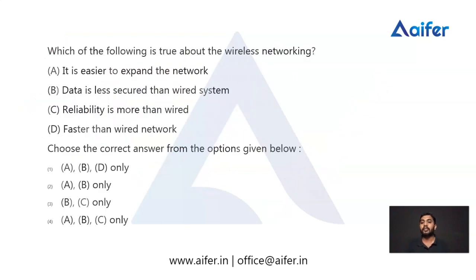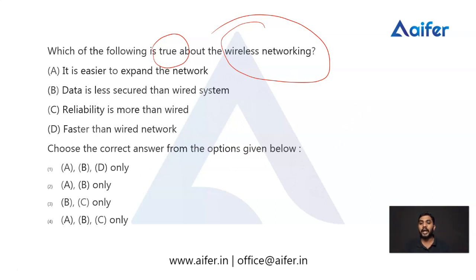And the next question is: which of the following is true about wireless networking? The question is related to what is true about wireless networks. The key term is wireless networking, and we need to identify from the following options which are true about wireless networking. We have been given four options. Option A, it is easier to expand the network. Option B, data is less secured than wired system. Option C, reliability is more than wired. And option D, faster than wired network.